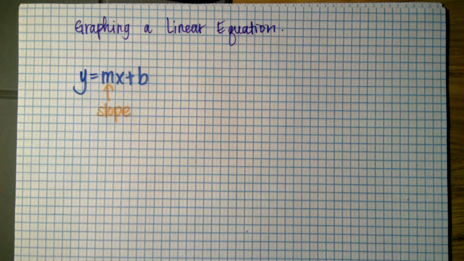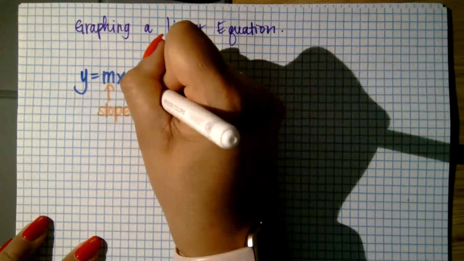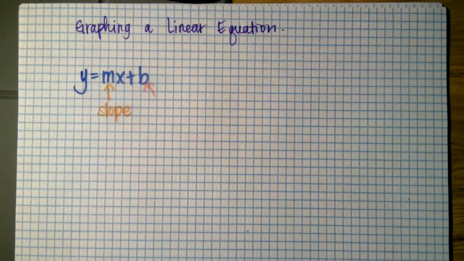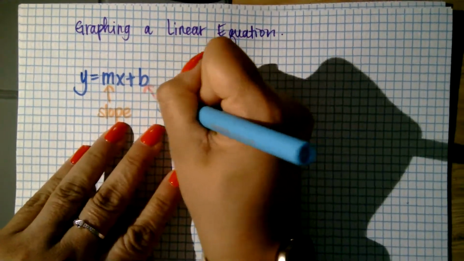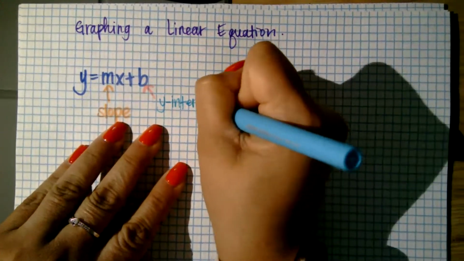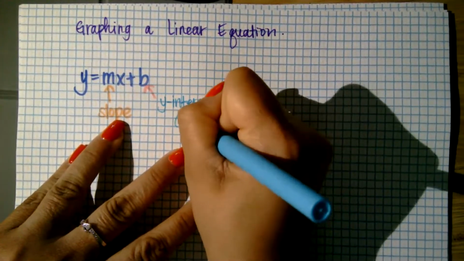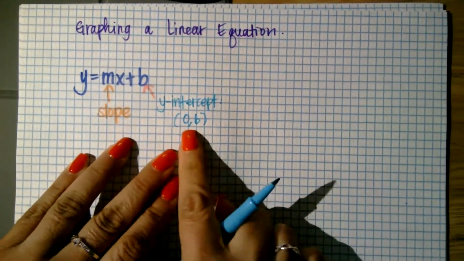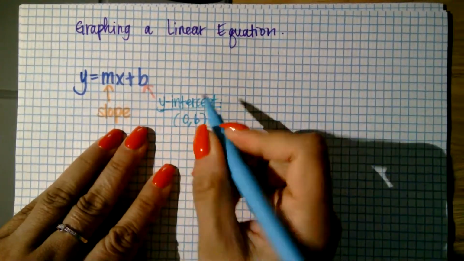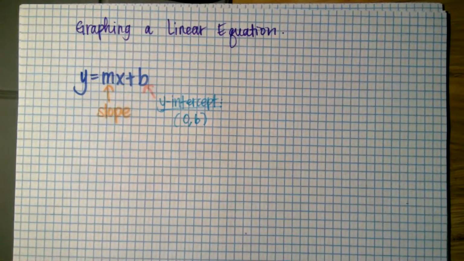And this guy right here is our y-intercept. So this is our y-intercept. And a y-intercept will always be in the format of (0, b). Why? Because for the y-intercept, your x input will always be 0, okay?